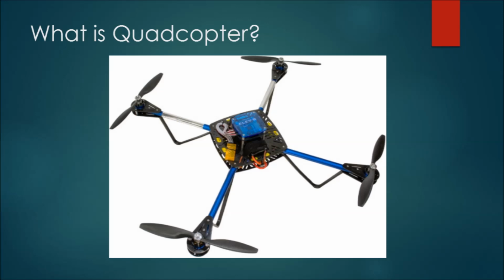A quadcopter consists of 2 pairs of identical propellers. 2 propellers rotate in clockwise direction and 2 in counterclockwise direction. These propellers are connected to motors which are driven by electronic speed controllers.